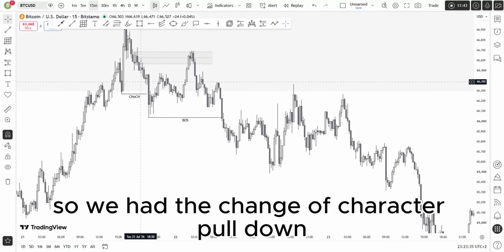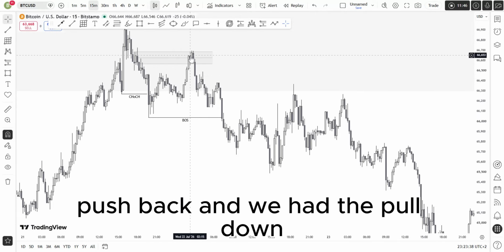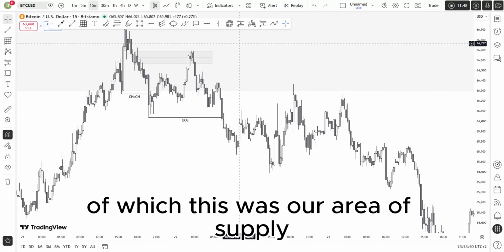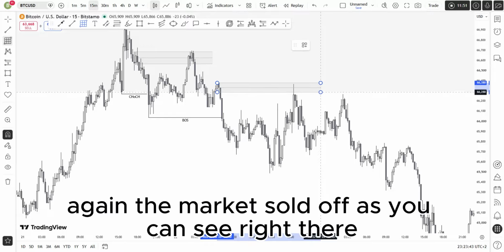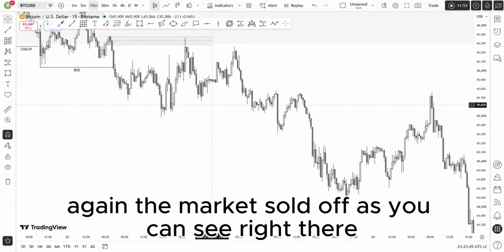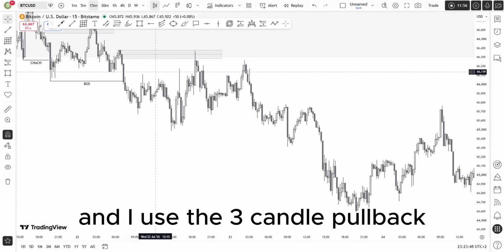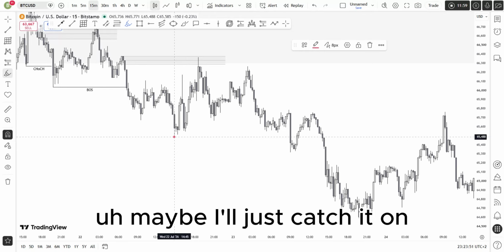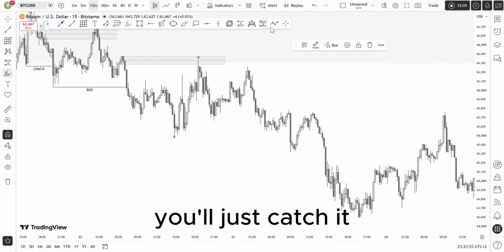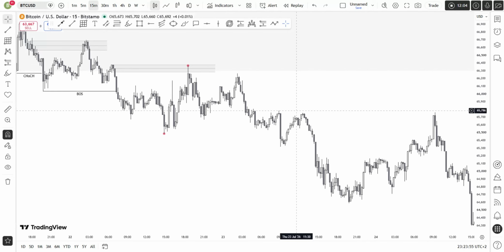So we had the change of character, pull down, push back, and we had the pull down, of which this was our area of supply again. The market sold off, as you can see right there. And I used the 3 candle pullback. If you don't know what it is, you'll just catch it on the other videos that I'll be dropping.